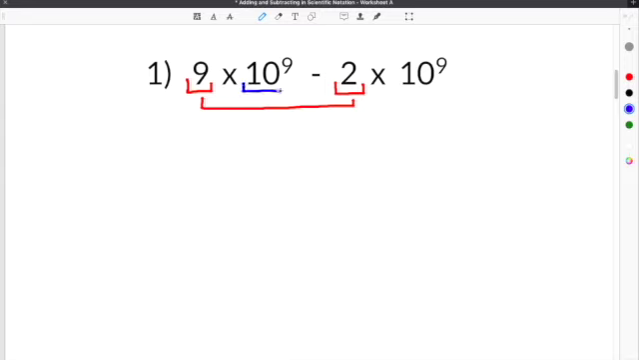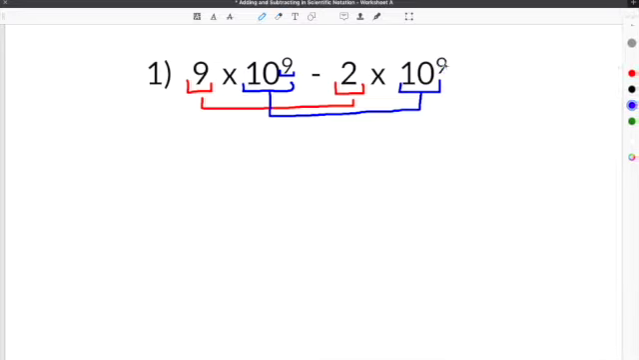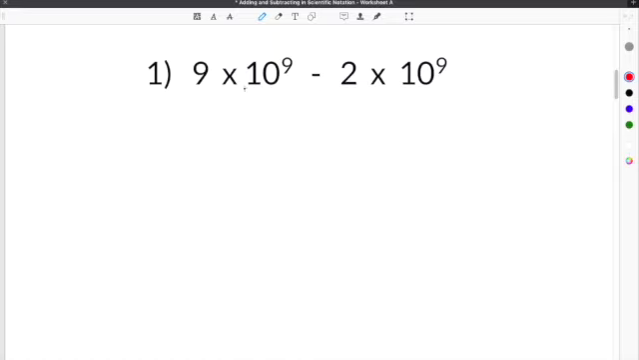The second part of adding or subtracting in scientific notation that you need to be aware of is that our powers of 10 must be equal. So in other words, the exponent on the power of 10 must be the same. For example, if this was, let's say, 10 to the 7th power, we could not subtract these because this exponent is 9 and this exponent is 7. So we would have to change the 7 into a 9, and once it was a 9, then we could add or subtract. But in the case of our first example, we have exponents that match. So we're going to go ahead and solve this problem.